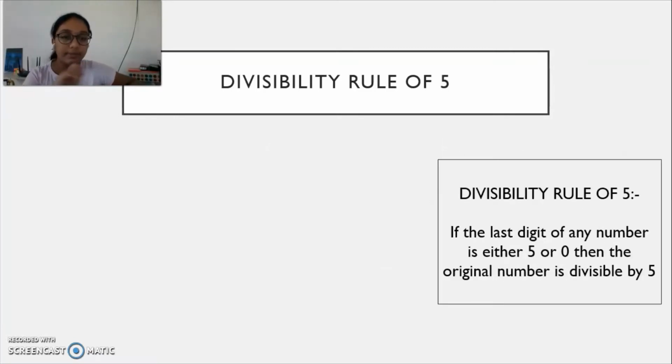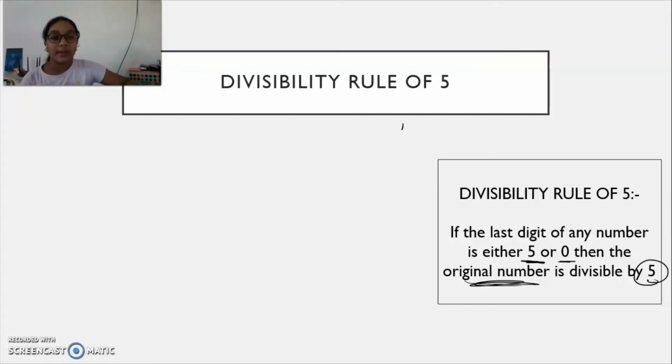The next is the divisibility rule of 5. If the last digit of any number is either 5 or 0, then the original number is divisible by 5. How do we come to this conclusion? If the last digit of any number is 5 or 0, then the number is divisible by 5.